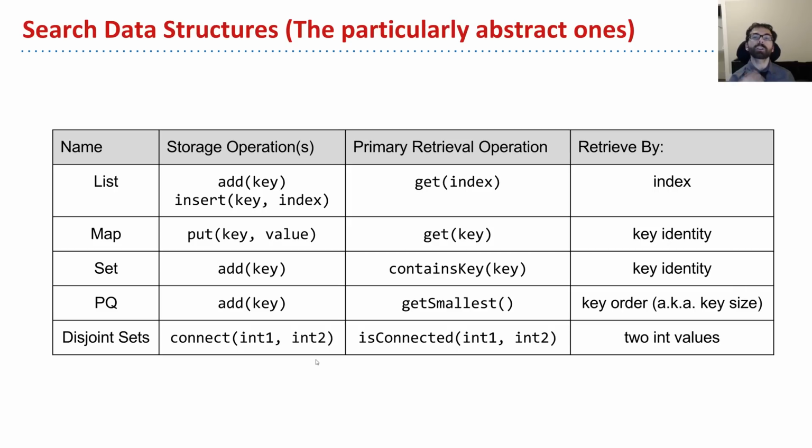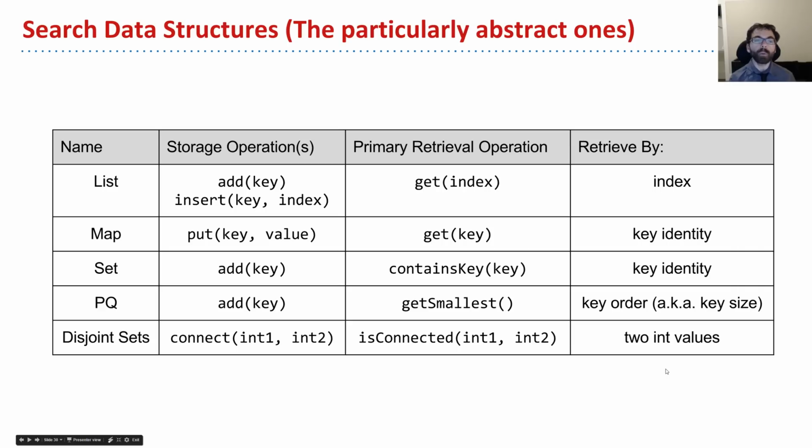Okay? How do you retrieve information back from them? Well, with lists, you get something from an index. For maps, you get a key. With sets, you ask if it's contained. With priority queue, you ask for the smallest thing. And with disjoint sets, you say, are two things connected? And the information you use to actually retrieve things is different in each. So we have the index, the identity of a key, the order of the key is what we do with priority queues, and with disjoint sets, we're doing two int values.